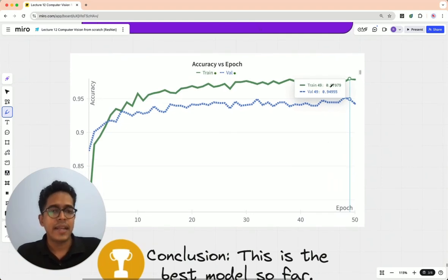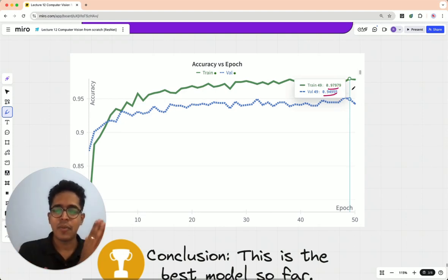We have 97.9, almost 98% training accuracy and almost 95% validation accuracy after 50 epochs. So far in whatever we have done, this is the best model so far. And in fact, we have been doing this for the last couple of lectures.